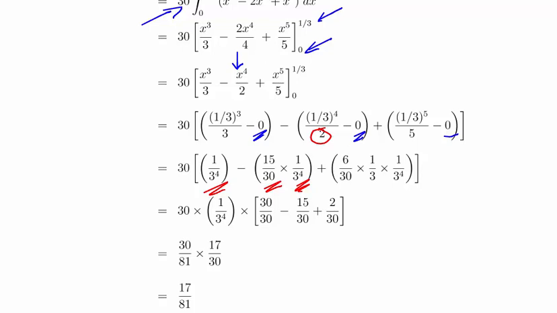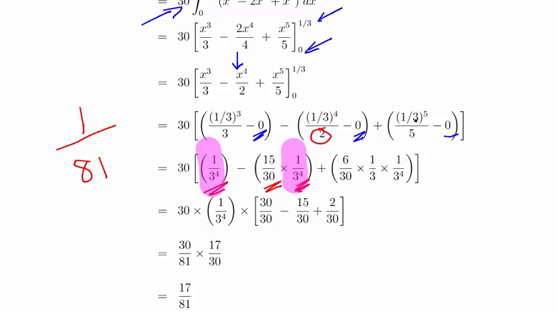Now, you notice previously we have 1 over 3 to the power of 4 and 1 over 3 to the power of 4. If we work that out, we would know that to be 1 over 81. So that dovetails with what we are expecting. Let's try and use that.